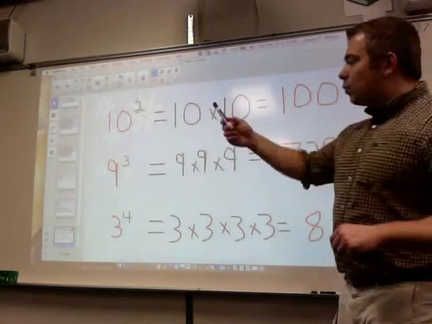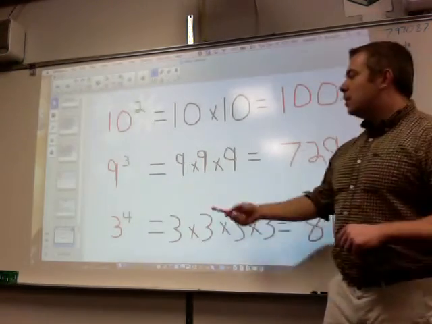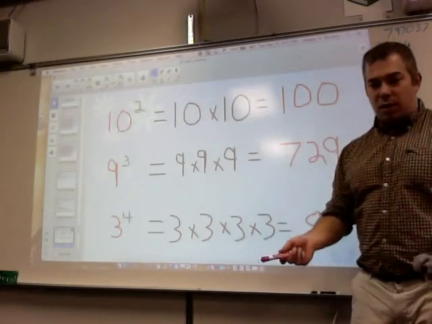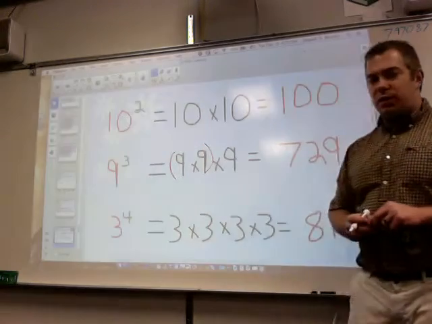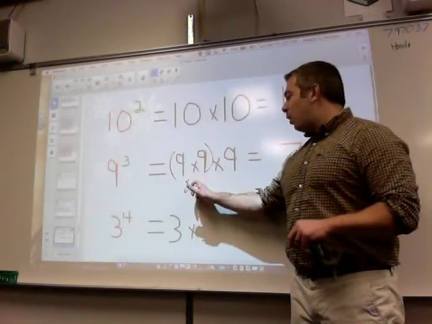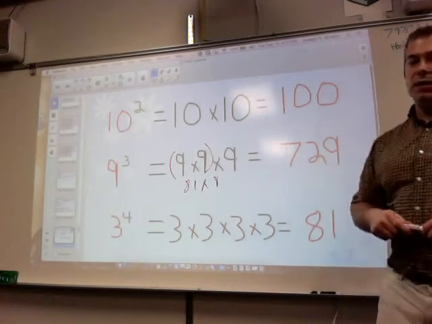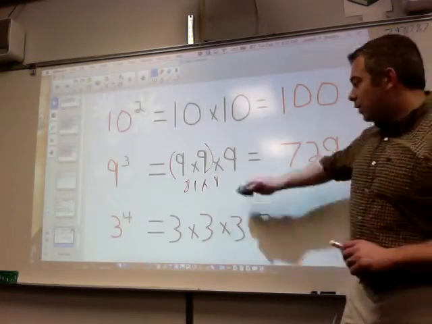So 10 squared, or 10 to the second power, 10 times 10 equals 100. 9 cubed, well, 9 times 9 is 81. So I've got 81 between those two. Now I have to take my 81 and multiply it by 9. I can't do this in my head, so I did it on my calculator. 81 times 9 equals 729.